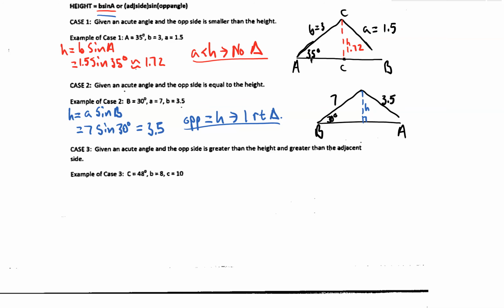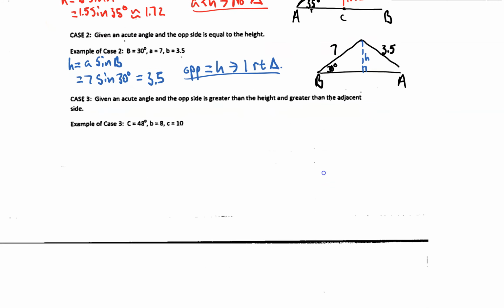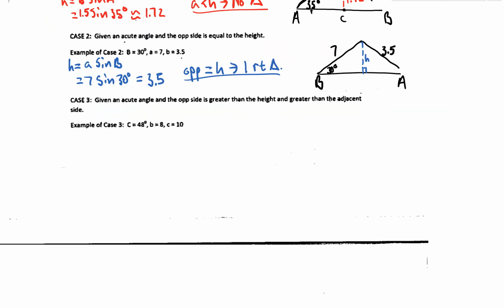So let's look at case number 3. Case number 3 is saying, given an acute angle, and then the opposite side is greater than the height and greater than the adjacent. So we're going to draw that same type of triangle, and we're going to label it. This one says now they're giving you angle C. I always just try to put that angle in the left corner. It makes it easier when you're drawing these things. The opposite side is 10. This one is B right here, they're giving us 8. So that means this is B over here and this is A up here.